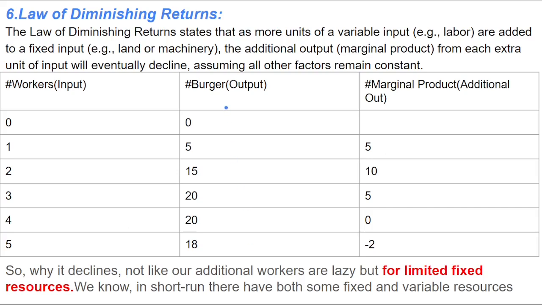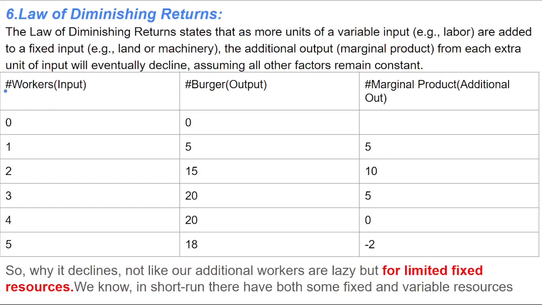Now the last section of this topic is the law of diminishing returns. The law of diminishing returns states that if we add more units of a variable input to a fixed input, the additional output for each extra unit of input will eventually decline. So what is this? If we see a table here, then it will be clear.